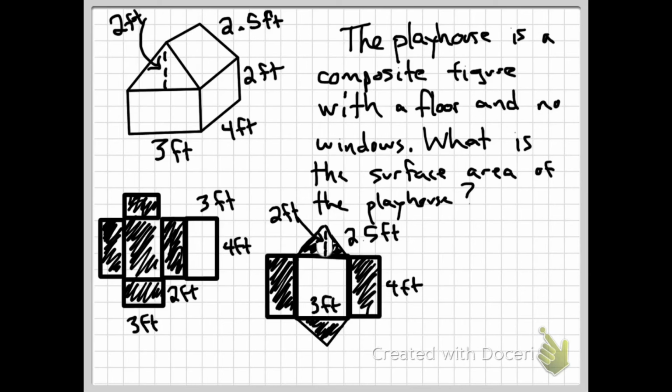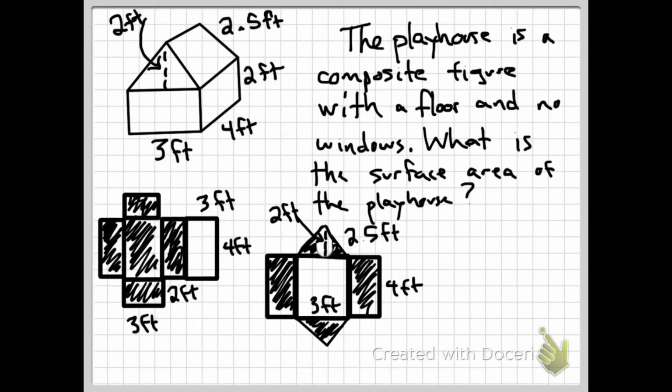All right, now this one is rather tough because we're looking at a composite figure, and there's some things that we need and don't need based off of the question. So it says the Playhouse is a composite figure. We see that we have a rectangular prism on the bottom and then a triangular prism on top. It has no floors and no windows, which means this bottom portion, which is right here, we're not going to paint that. We're not going to worry about the surface area of that because that is the floor. We don't need it. That's why it's in white.